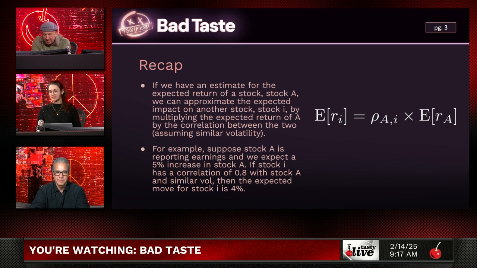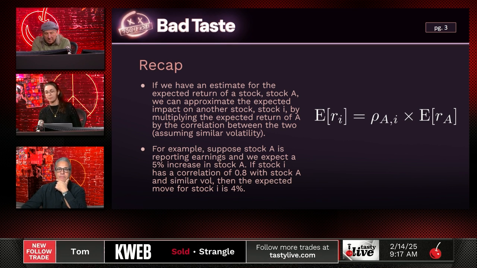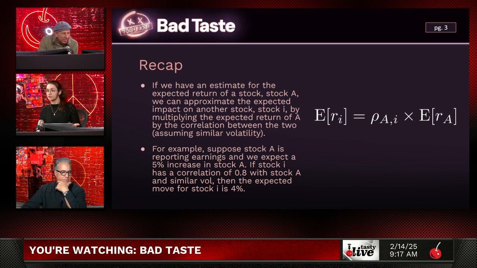But basically, the expected impact on a stock can be estimated if you have an expected return for one stock and the correlation between the two of them. For example, let's say that two stocks A and B are correlated with a correlation of 0.8, and stock A is expected to move 5% around earnings. The expected impact on stock B is just the correlation between them times that expected move. So 4%. Make sense?